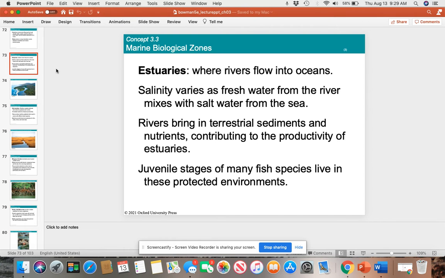Estuaries are where rivers flow into the ocean. This means that there is a mix of salt water and fresh water, creating brackish type water. Believe it or not, there are fishes which actually like this type of brackish water.